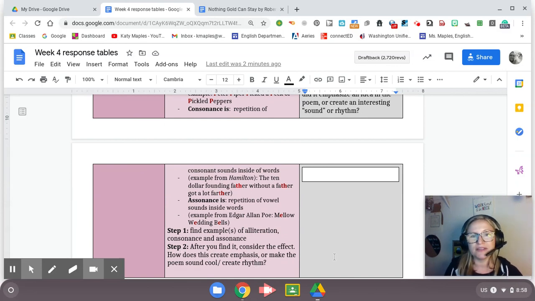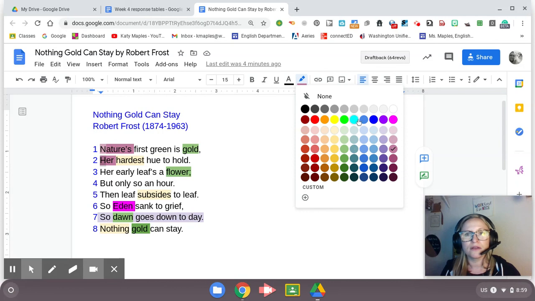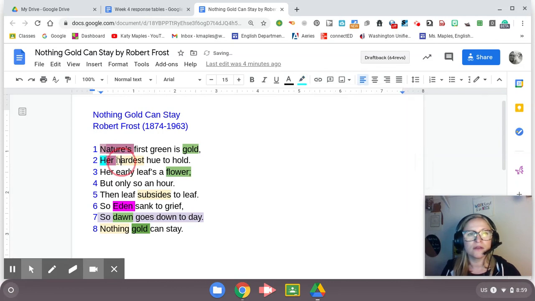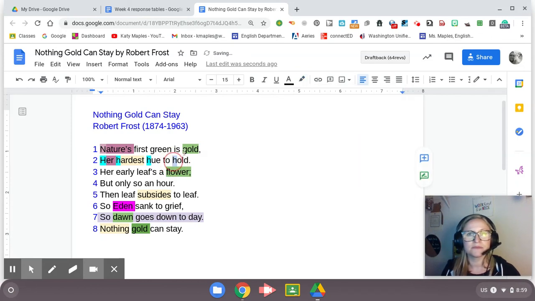So let's go see if we can find alliteration, assonance, or consonance, and then analyze how it creates effect. Nature's first grain is gold, her hardest hue to hold. Ooh, that's good alliteration right there. Her hardest hue to hold. That repetition of the h sound. So that's an example of alliteration. Her hardest hue to hold, just like Peter Piper picked, right?